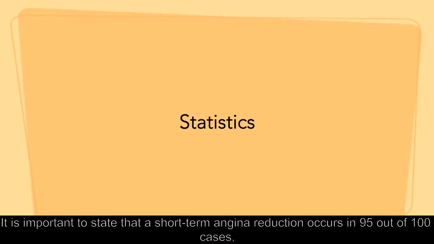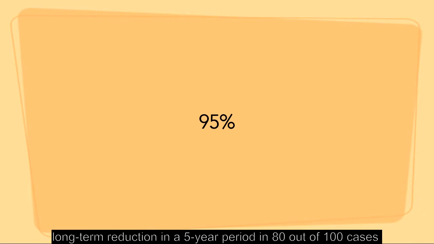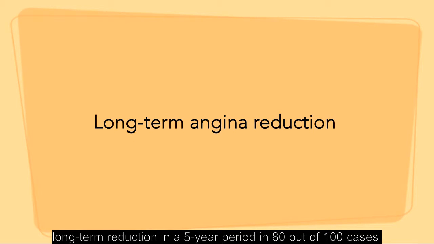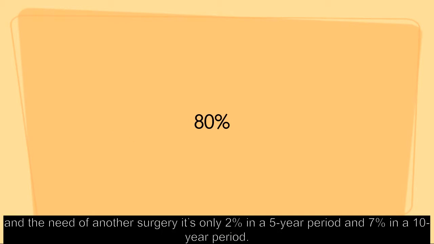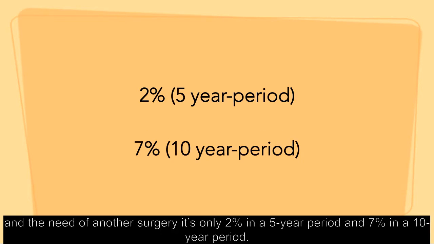It is important to state that a short-term angina reduction occurs in 95 out of 100 cases, a long-term reduction in a 5-year period in 80 out of 100 cases, and the need of another surgery is only 2% in a 5-year period and 7% in a 10-year period.